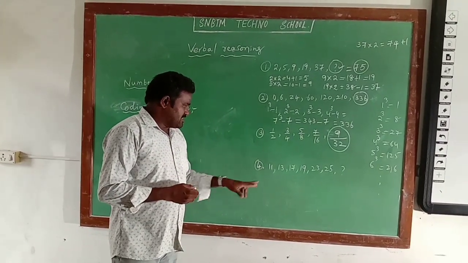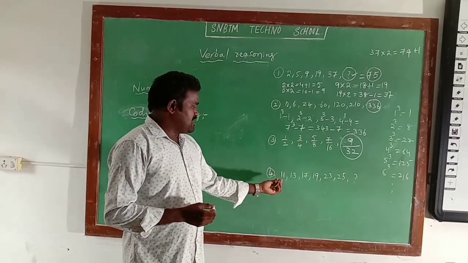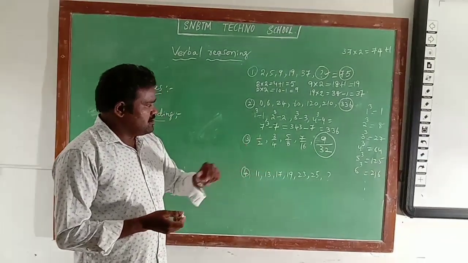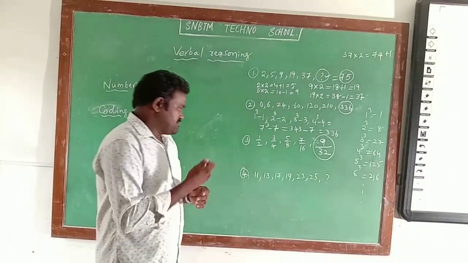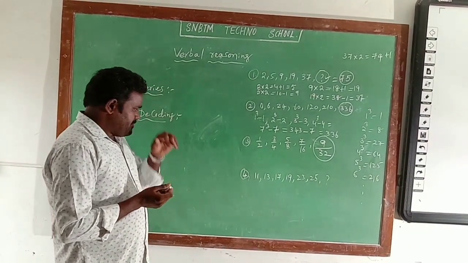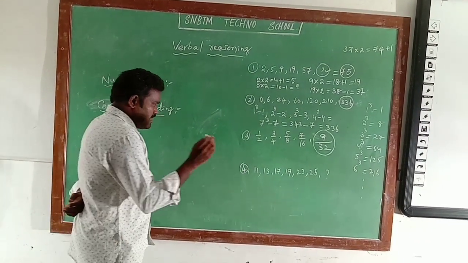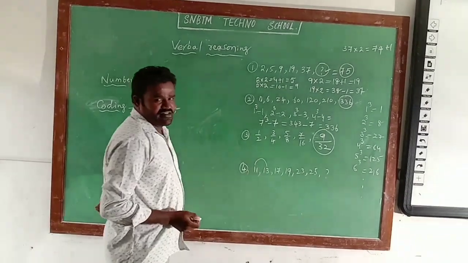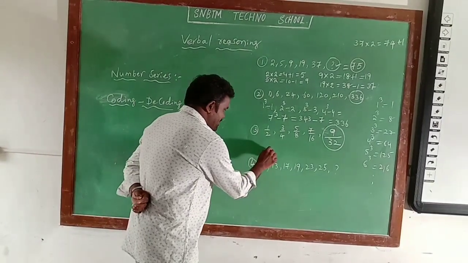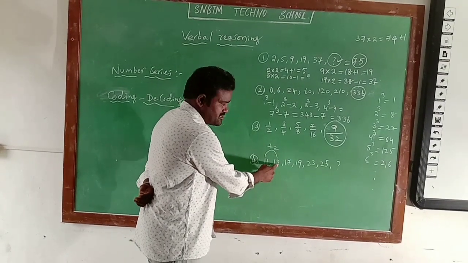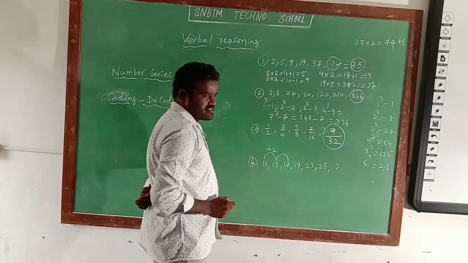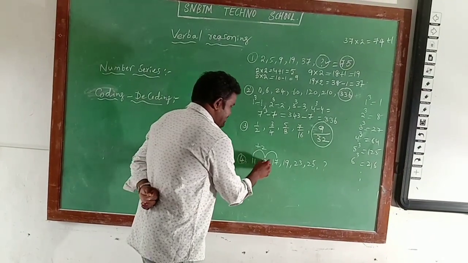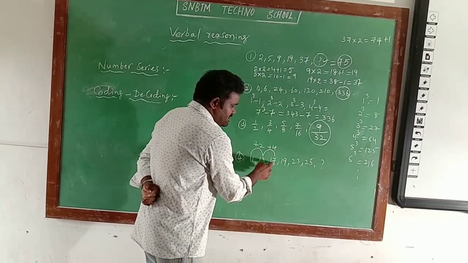And the last one is 11, 13, 17, 19, 23, 25. What is the next number? So clearly, observe the pattern. What is the difference between 11 and 13? Difference is clearly 2. So by adding 2 we get 13. Here what is the difference? 13 and 17, clearly 4. By adding 4 to 13 we get 17.